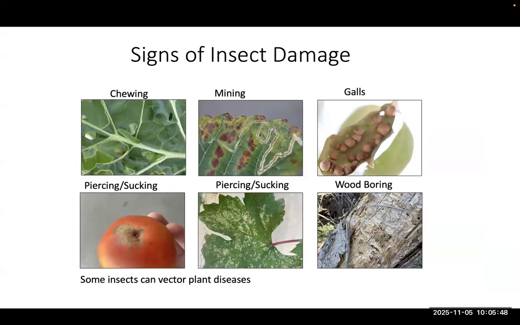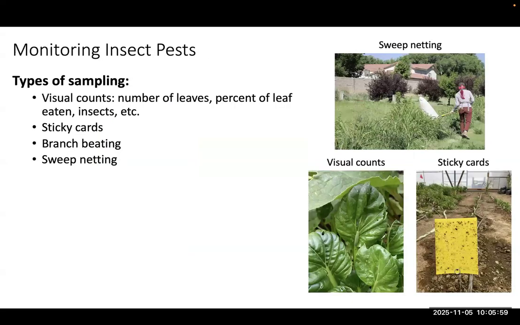But in addition to feeding damage, some insects can vector viruses and other pathogens, which Dr. Creamer will talk about later and I'll talk about slightly. So monitoring is super important. It's really key to notice insects before they really boom in their populations, right? And then you really have a big problem.